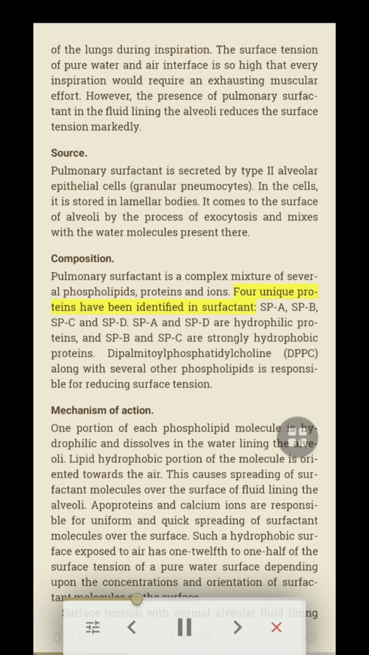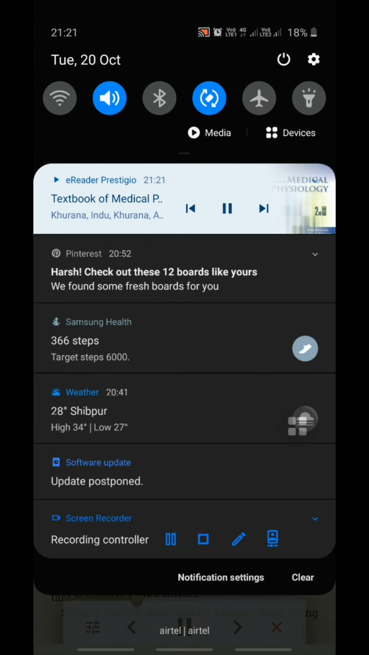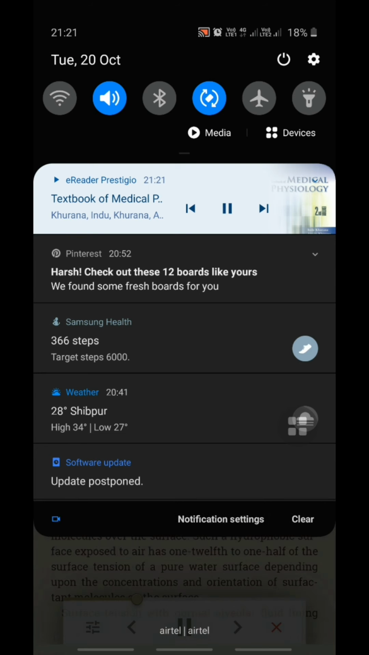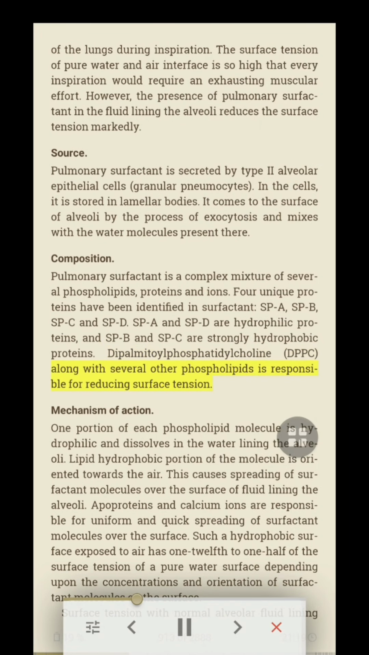Composition. Pulmonary surfactant is a complex mixture of several phospholipids, proteins and ions. Four unique proteins have been identified in surfactant: SPA, SPB, SPC and SPD. SPA and SPD are hydrophilic proteins, and SPB and SPC are strongly hydrophobic proteins. Dipalmitoylphosphatidylcholine, DPPC, along with several other phospholipids, is responsible for reducing surface tension.